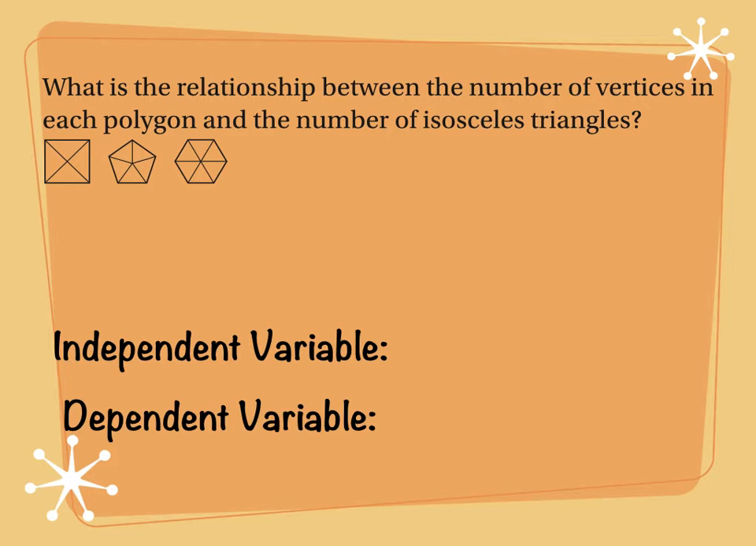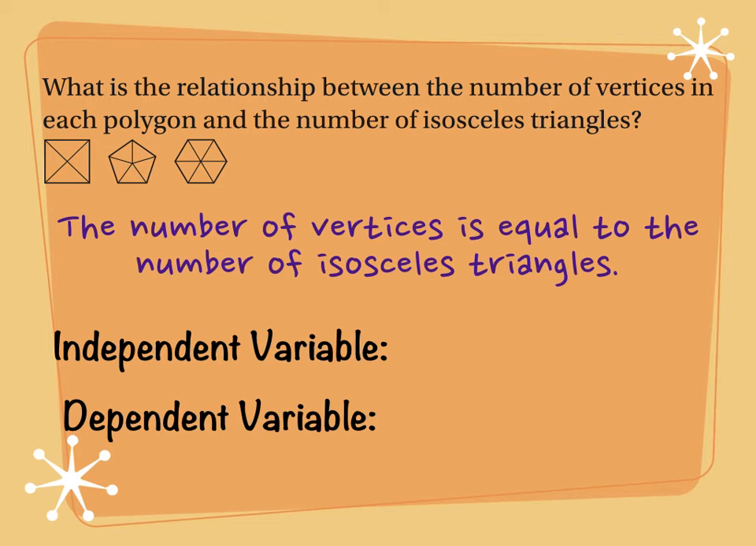This example says, what is the relationship between the number of vertices in each polygon and the number of isosceles triangles? If you remember, vertices are the angles or the points where two sides meet. The number of vertices for the first shape would be 4, and the number of isosceles triangles is also 4. The middle shape, we have 5 vertices and 5 isosceles triangles. And the third shape, we have 6 vertices and 6 isosceles triangles. So the number of vertices is equal to the number of isosceles triangles.